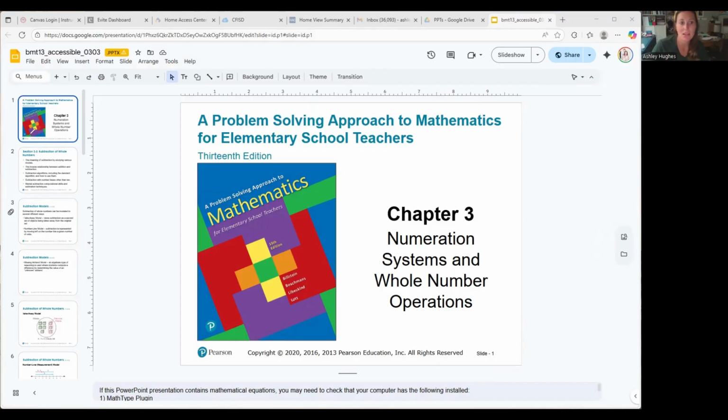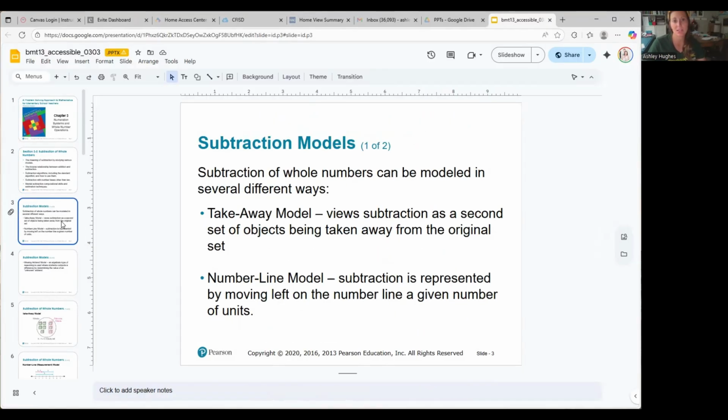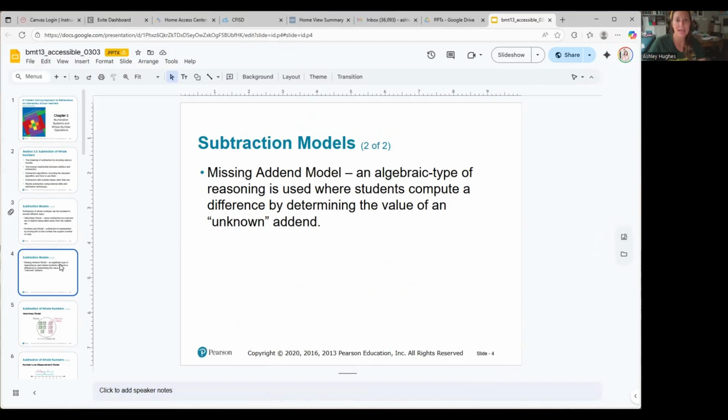Okay, so now let's talk about subtraction, different subtraction models. We're going to talk through all the different algorithms for subtraction. Takeaway model, number line model, those are two of the main models. And then the missing add-in model is kind of like when you're thinking about subtraction as just another form of addition. Some of you may have heard it as fact families when we were growing up.